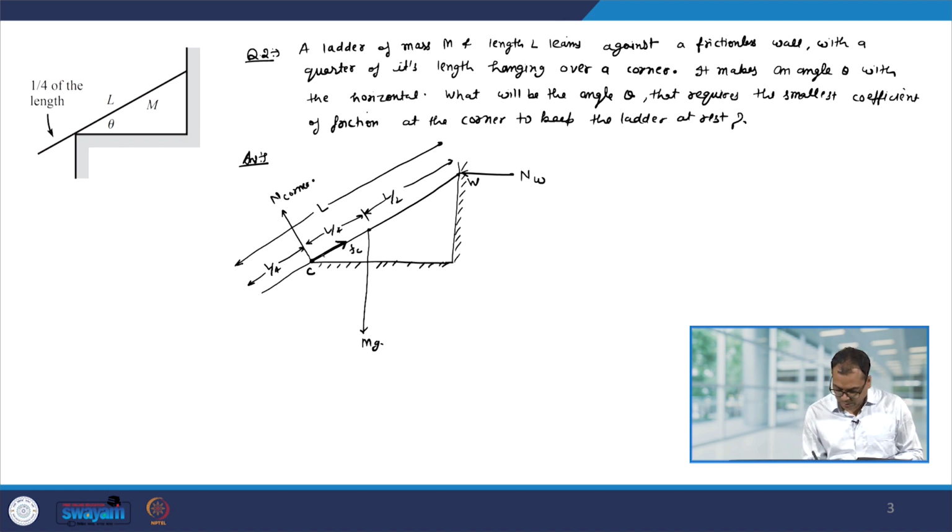It is also given that this angle theta that we have to find, therefore, this angle will also be theta. Let me fix the coordinate axis. So, let us say this is the x axis, this one is the y axis, therefore, this angle will also be theta from the geometry. So, first let us take the moment about W.